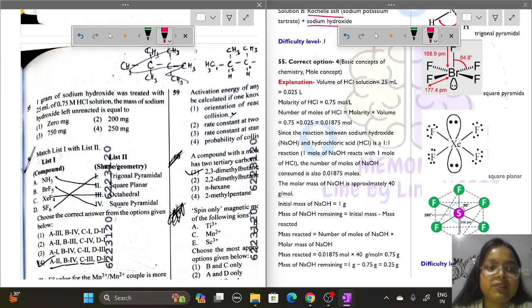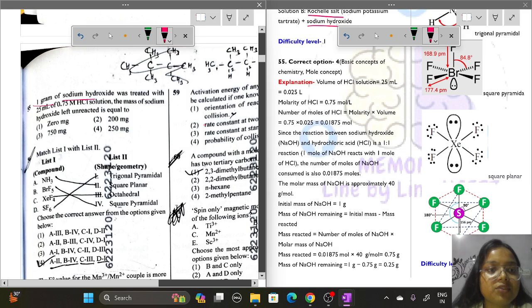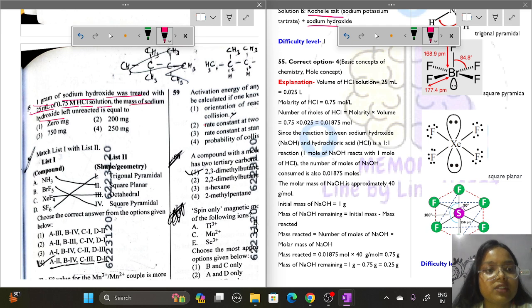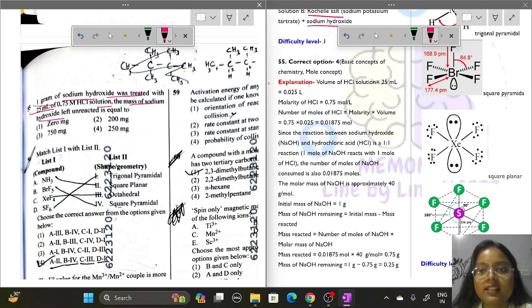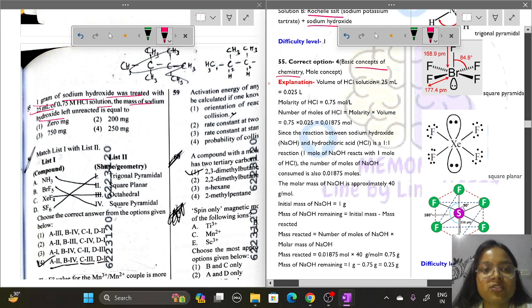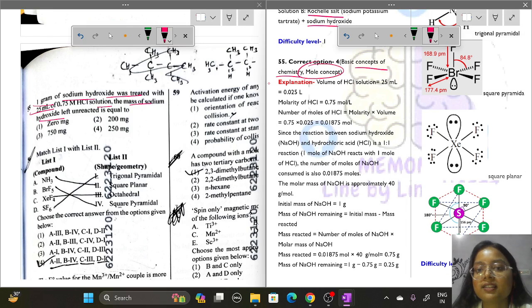For question number 55, 1 gram of sodium hydroxide was treated with 25 ml of 0.5 molar HCl solution. The mass of the sodium hydroxide left unreacted. Okay, don't forget this line. It is asked what is unreacted. Okay, so let us see this. It is from basic concepts of chemistry, and the subtopic is mole concept. So let's find out the answer.